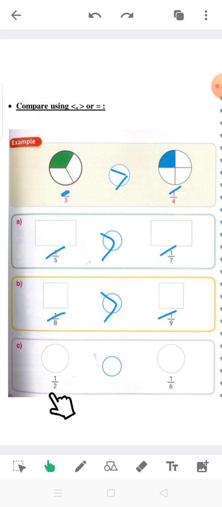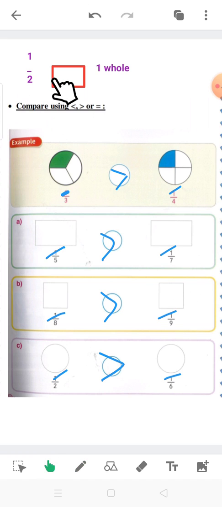Again, we have a half and a sixth. Okay, cancel the similar number, the top part or the numerator. And we have here 2 and 6. Okay, 2 and 6. Half or sixth. Of course, half is the bigger number. Okay, we have here.